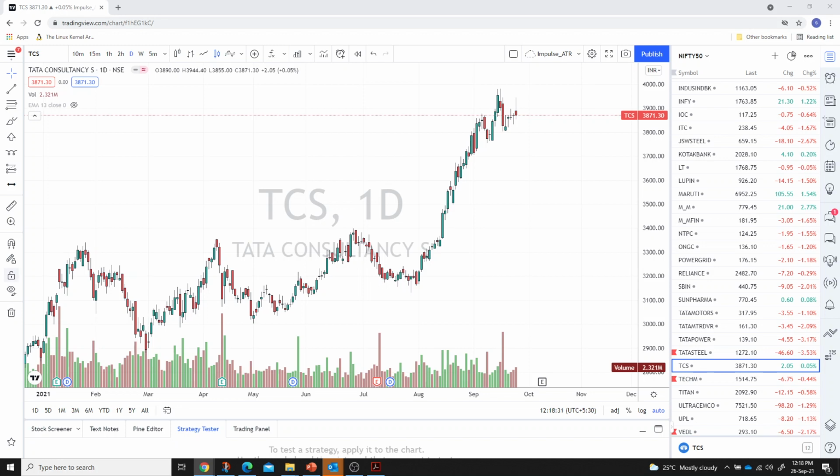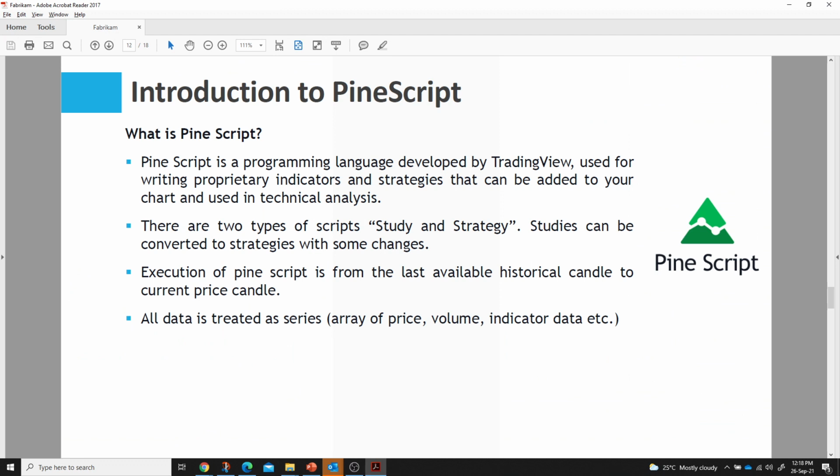Okay. So I think I was at studies and strategies. Right. Okay. So I'll just repeat. Study basically, if you want to apply your hypothesis, you have to start with study. Okay, I'll start from PineScript. Basically, PineScript is a language which is developed by TradingView and it is used to write proprietary indicators.